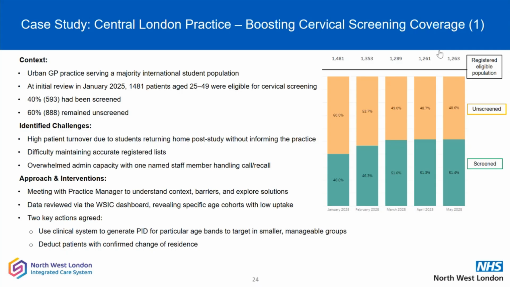The practice had various challenges. There was a high turnover of patients, difficulty maintaining accurate registration lists, and limited admin capacity. Through a two-way conversation with the practice manager and using WSIC, we were able to drill down and identify specific cohorts with low uptake. We agreed some actions: to target smaller and more manageable groups, using the clinical system to generate patient identifiable lists and to deduct patients as they moved away. This made the workload less overwhelming for the practice.